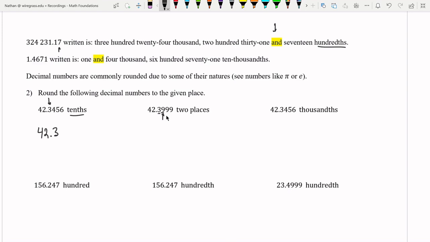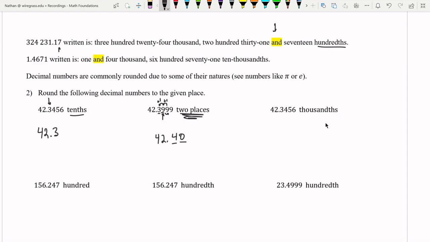So this is 9. We're going to look at the test digit, which is going to be 9 here. That is 5 or greater, so we're going to add 1. That's going to result in this one also being added to 1. So we're going to have 42.40. We want 2 places past the decimal, so we have 2 places past the decimal. So I'm going to leave that 0 there, but the rest of the numbers I'm going to ignore, the rest of the zeros that would be there, because we always want to have the place value that's being rounded to. So the hundredths needs to be shown.